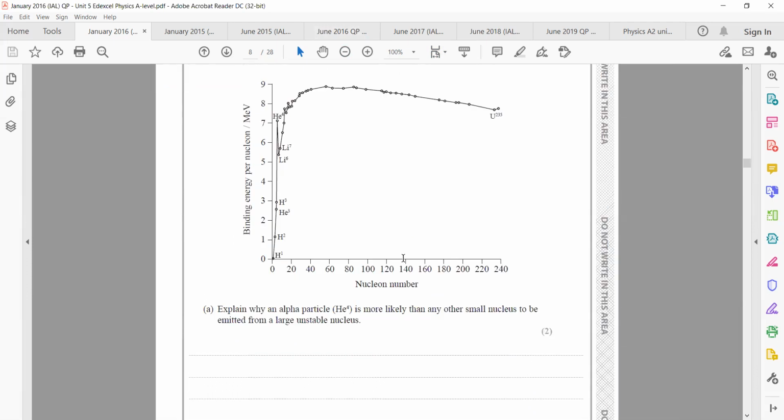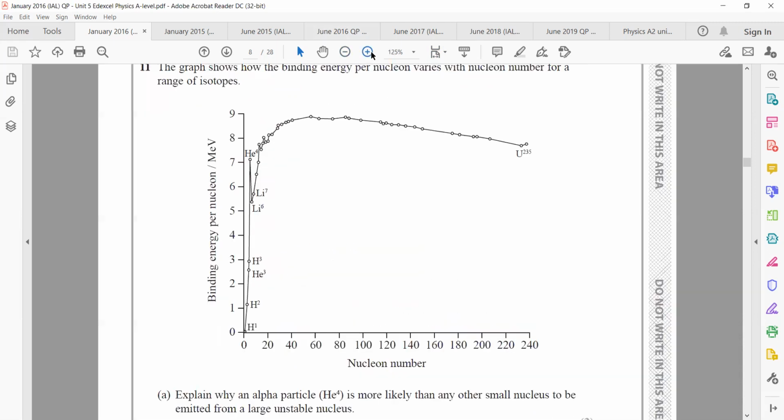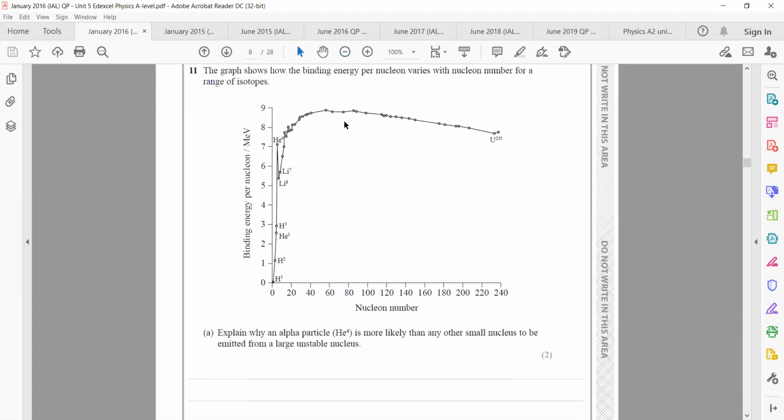Explain why an alpha particle or a helium nucleus is more likely than any other small nucleus to be emitted from a large unstable nucleus. So what could be the reason why an alpha particle is emitted when the radioactive nuclei are unstable? Radioactive elements tend to emit out radiation.